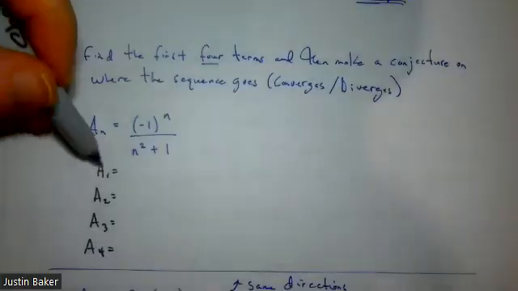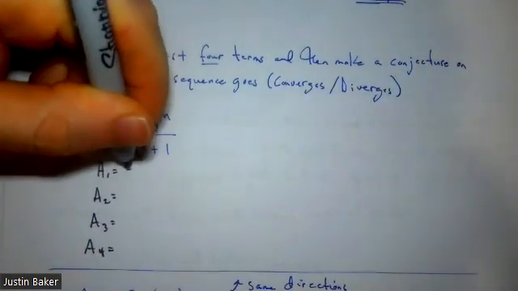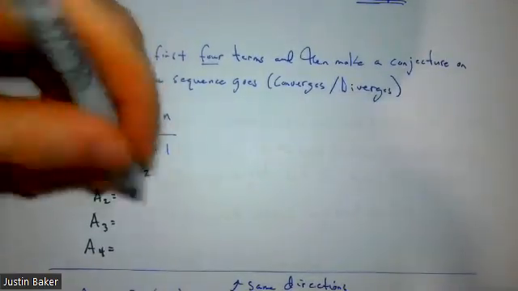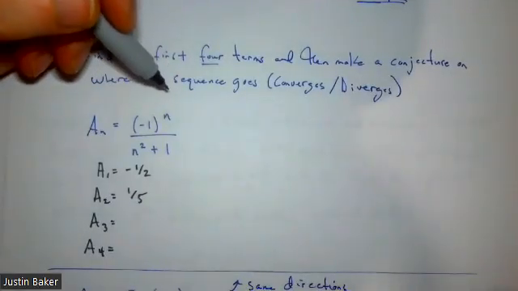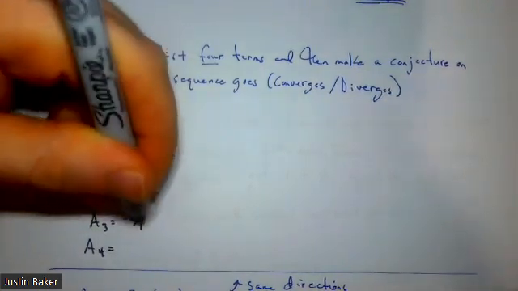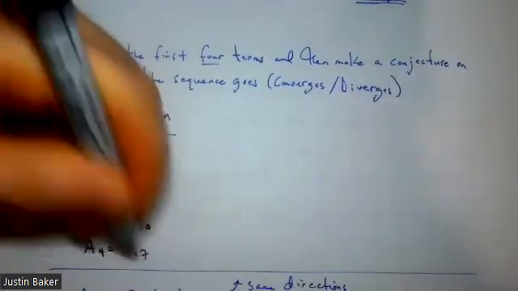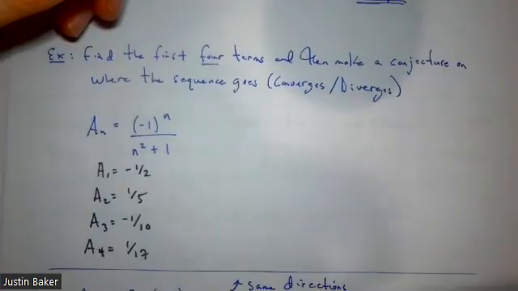Okay, so if we put a 1 into this, that should be negative half. For a sub 2, we should get 1/5. For a sub 3, we should have negative 1/10. For a sub 4, we've got 1/17. Does anybody have any questions or objections to those four?